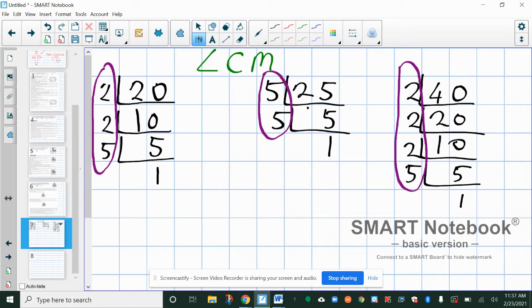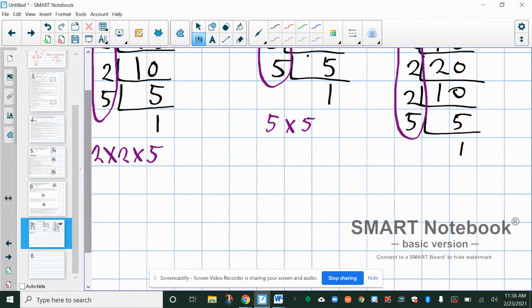And I'm going to rewrite that prime factorization under each one. So the prime factorization for 20 will be 2 times 2 times 5. The prime factorization for 25 is a shorter one, it's simply 5 times 5. The prime factorization for 40, I'll scroll down a little and write it here. It becomes 2 times 2 times 2 times 5.